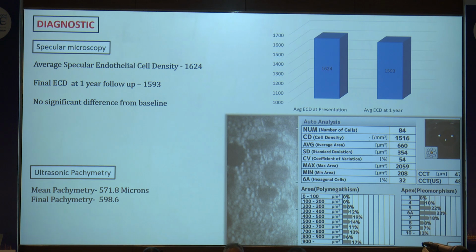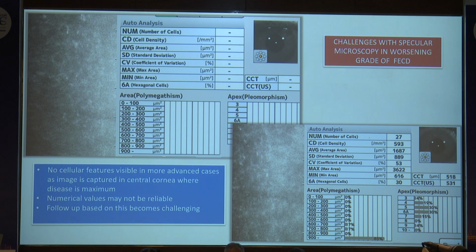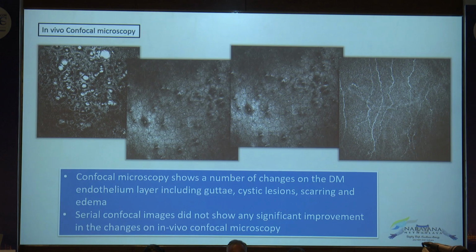The pachymetry also remained almost the same. Which brings me to another conundrum which we faced: very often in these patients of Fuchs, especially because the guttae and the confluent guttae are right in the center, the specular shows up like this, where there's hardly any cells visible on the specular microscopy, and even if they show some numerical values, you don't know what to believe. So in cases like this, how do we follow up these patients and how do you assess whether they're getting improved or not? So that is one point which I thought would be important.